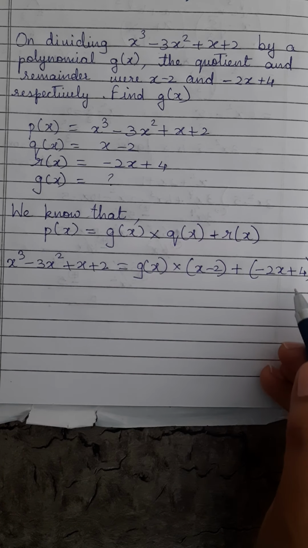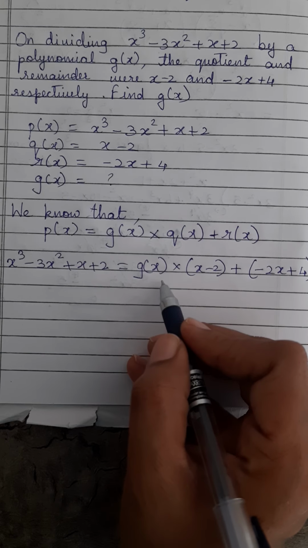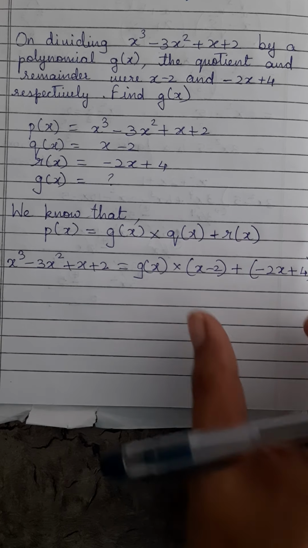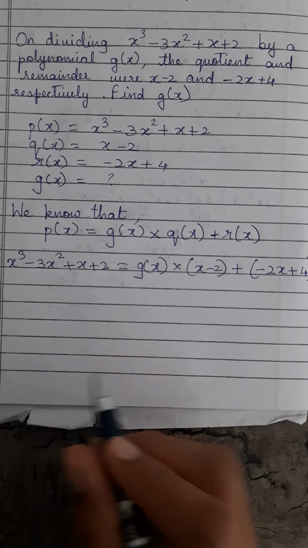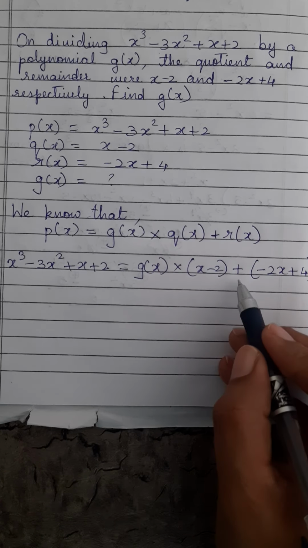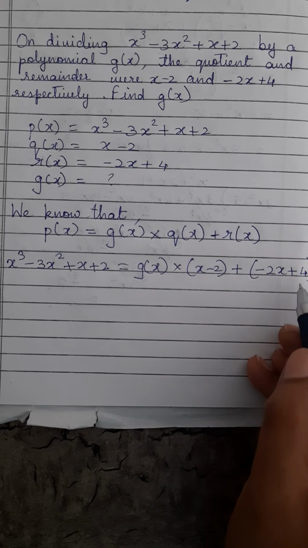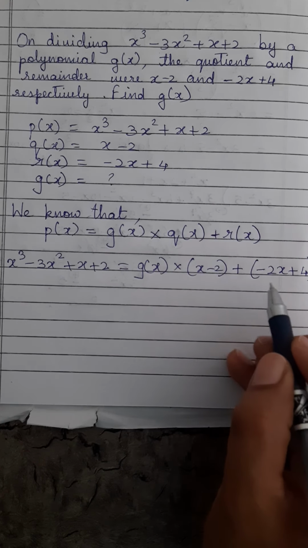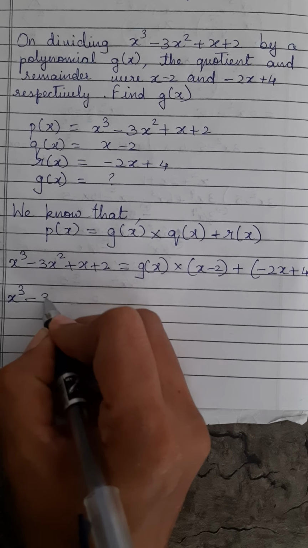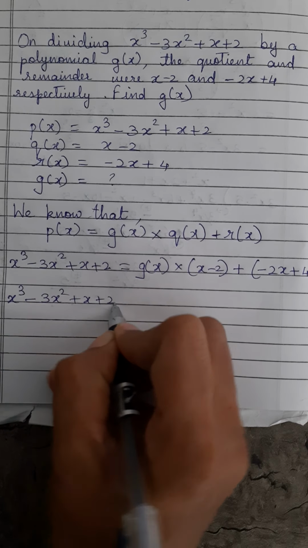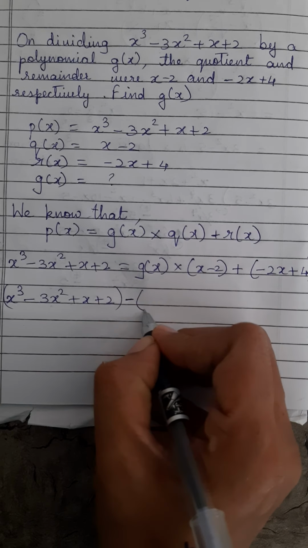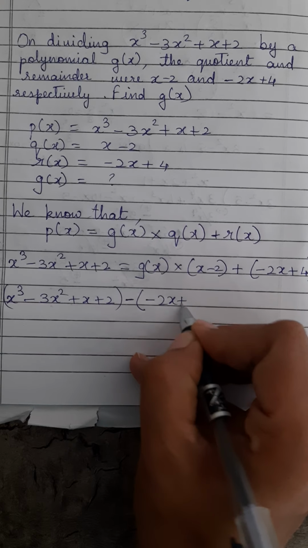In this, what are we supposed to find? We need to find g of x. How can we find it? We'll keep g of x here, and whatever other polynomials are there, let's bring them to the other side. We can't do it all in one step, so let's bring them one by one. First we have to bring this plus of minus 2x plus 4 to the other side. When you take it to the other side, we get x cube minus 3x square plus x plus 2, and this plus, when you take it to the other side, becomes minus. So it is minus of minus 2x plus 4.